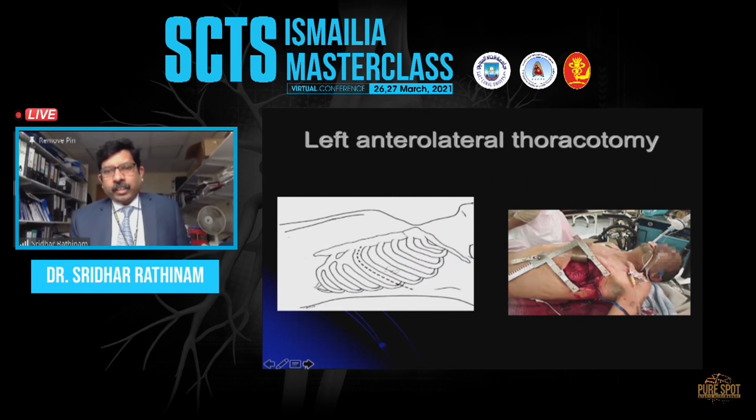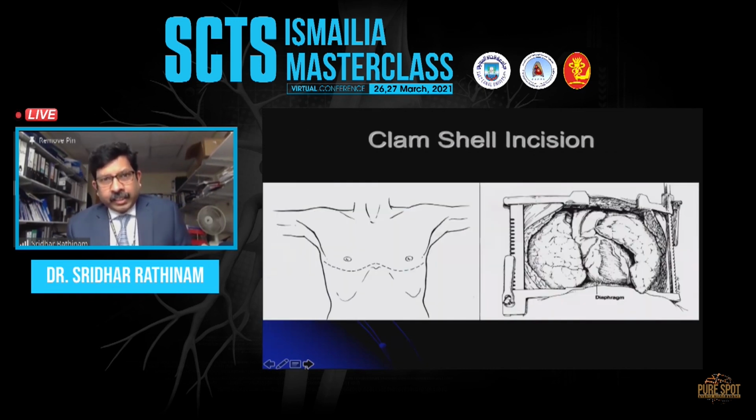A quick intro into the anterior thoracotomy. It is done on the left side, fourth or the fifth space that gives you access to the pericardium. We'll discuss these in detail later, and then that's the clamshell.